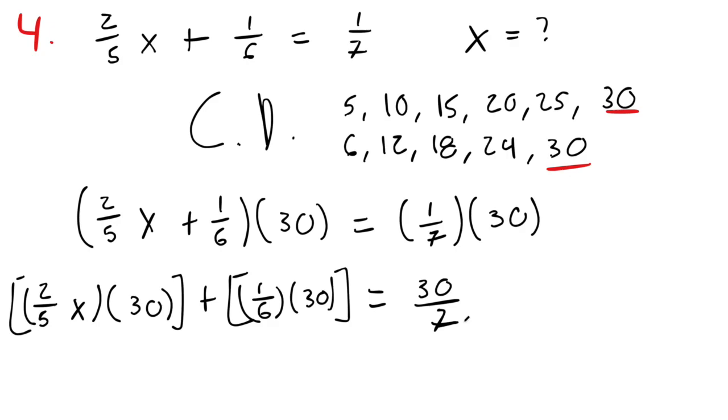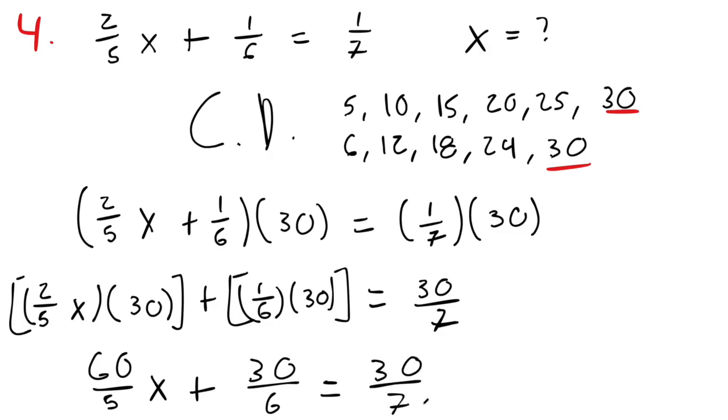Now, 2 times 30 is 60 over 5 of x, plus 1 times 30 is 30 over 6, equal to 30 over 7. We must try to find a way to simplify out those fractions. If we know that 5 times 10 is 50, then 5 times 12 is 60, right? And so 12x plus 6 times what number is 30? Well, 5. And that is equal to 30 over 7. That fraction cannot be simplified out due to there being no multiples.